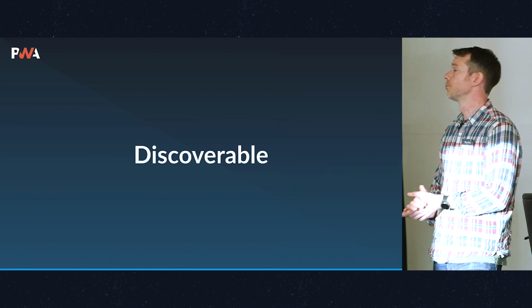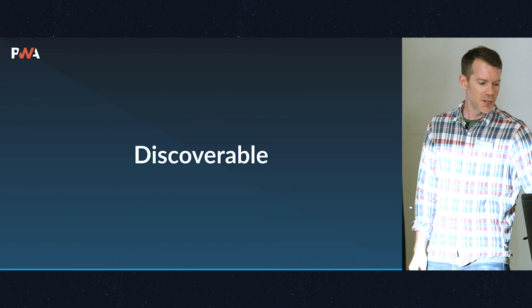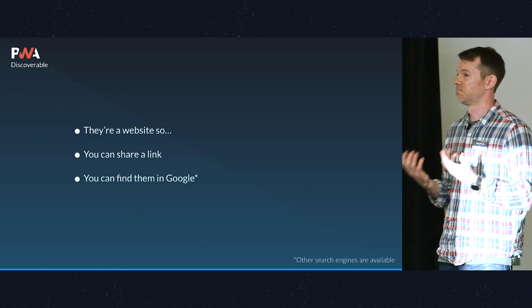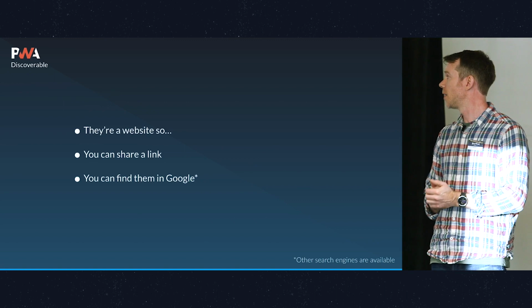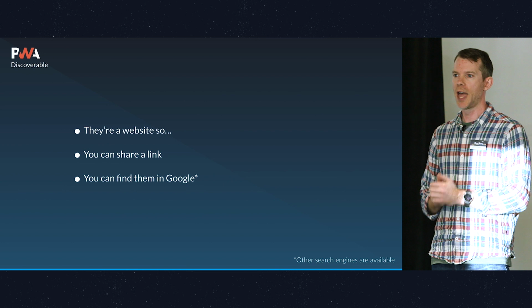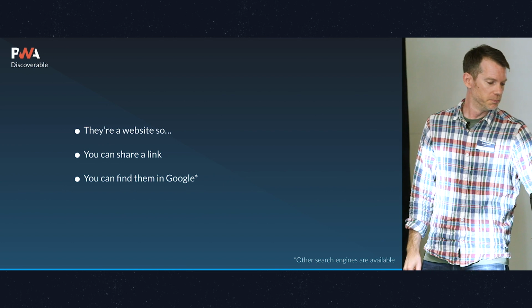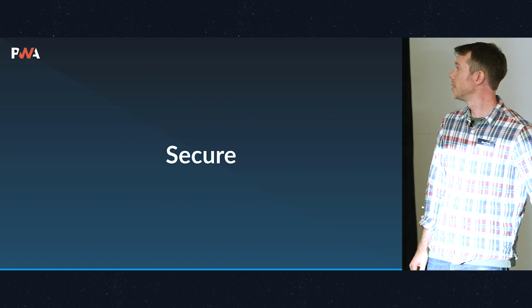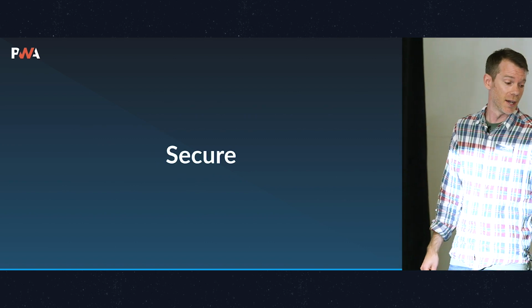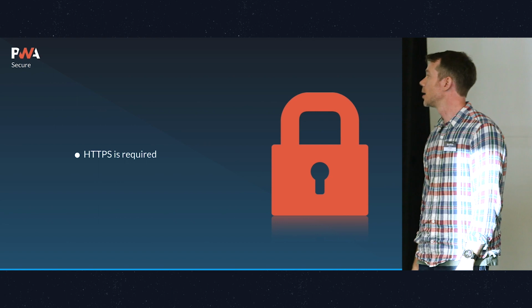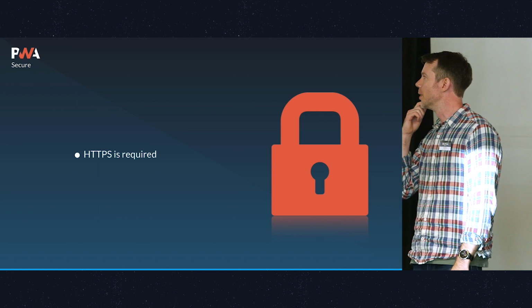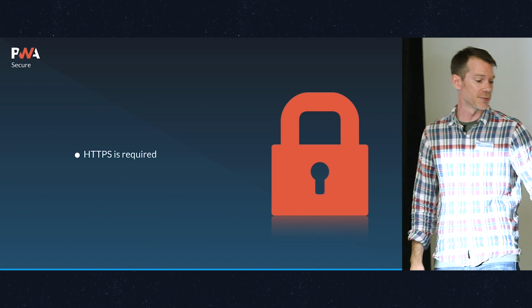They're discoverable. They're just websites. So you can share your links out, you can find them on Google or whatever other search engine there is now. I don't think there are any others. They're secure. They have to use HTTPS. And I'll talk a bit more about that later, but it is a requirement of a progressive web app.